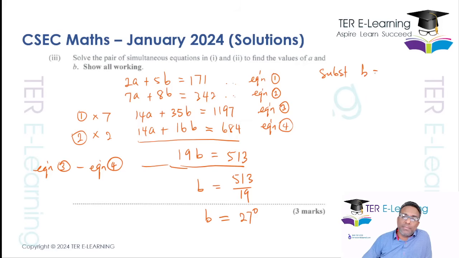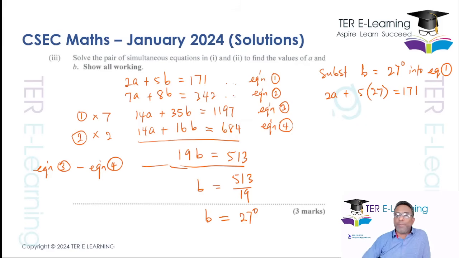So let's say I'm going to substitute B is equal to 27, right, into equation 1. Right? So this is going to be 2A plus 5 by 27 is equal to 171. Right? So 5 by 27 is 135. So therefore 2a plus 135 is equal to 171.